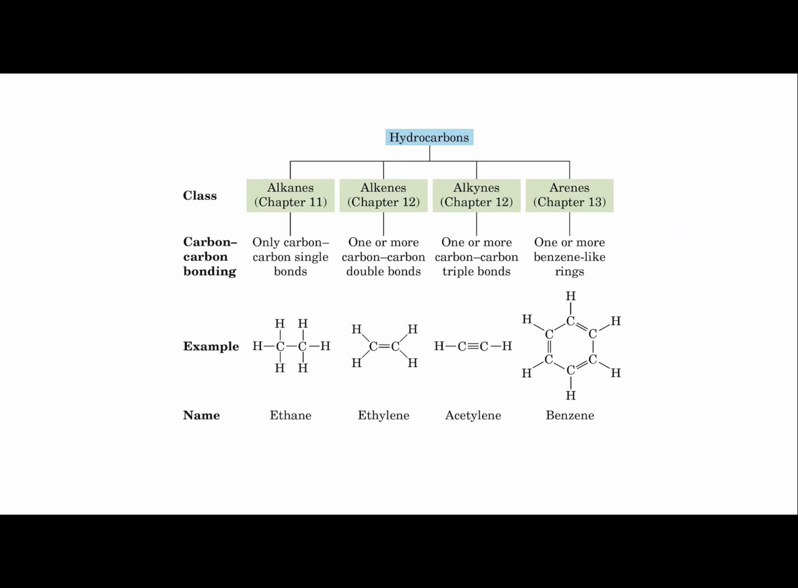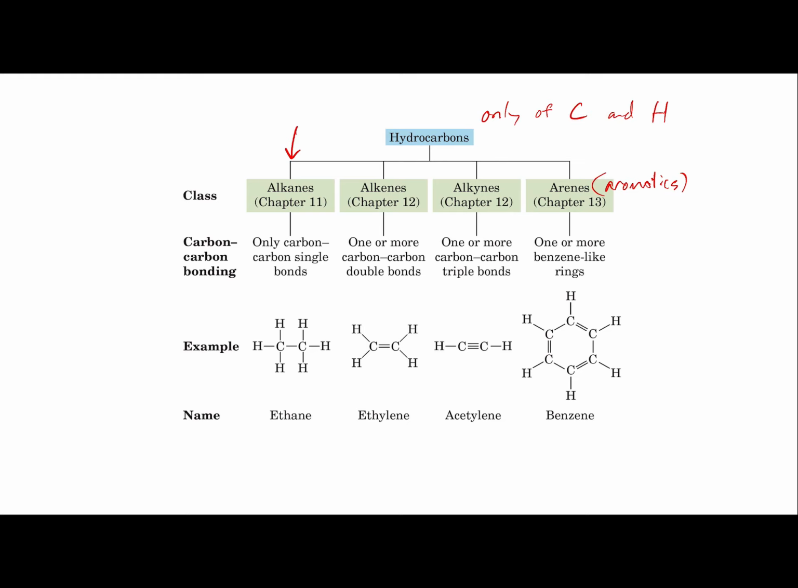Now, just to jump right in, we are talking about hydrocarbons. Hydrocarbons are compounds that are composed only of carbon and hydrogen. There are a few different classes, and we are going to go through them in different chapters. We're going to start here in chapter 11 with alkanes, and then we'll go on to alkenes, alkynes, and arenes, or aromatics, as they're more modernly referred to. Modernly, I don't think that's a word.